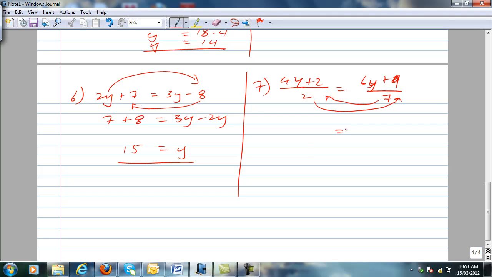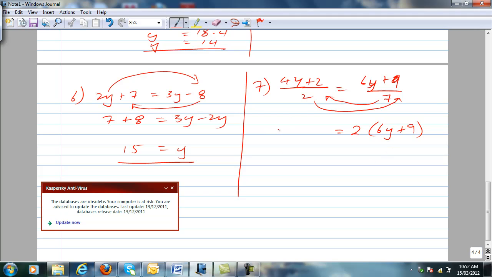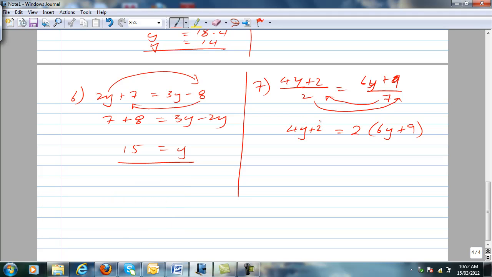Right? So when I take 2 the other side, because 2 is divided here, when it goes to the right hand side, it becomes multiplied. On the right hand side, we've got 6y plus 9. And when the 2 goes to the right hand side, it actually multiplies with the whole thing. So we need to use brackets. So 2 is multiplied to the whole thing. And the 7 is moved to the left hand side. And similarly, 7 is multiplied to 4y plus 2, the whole thing. That's why we need to use brackets.